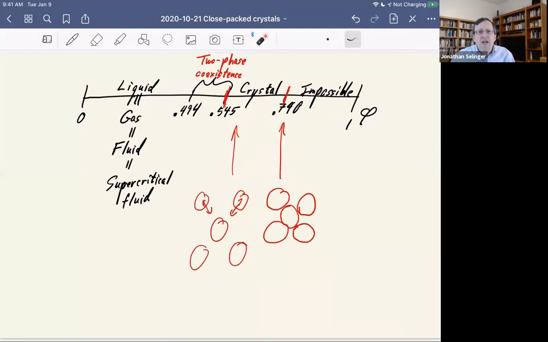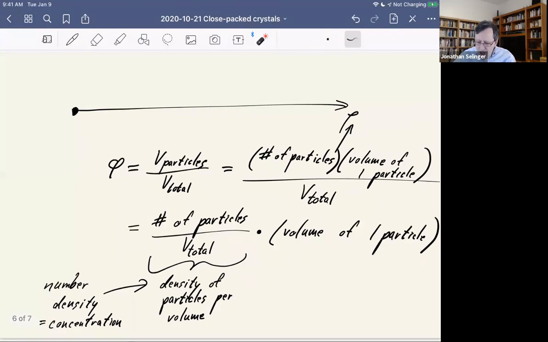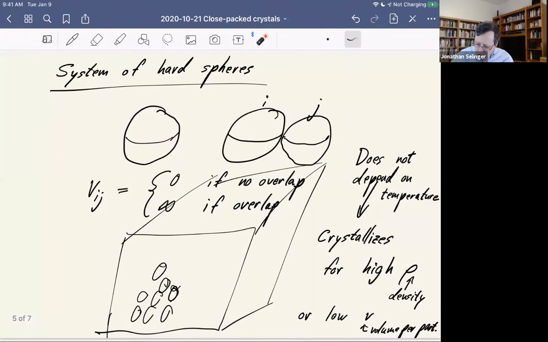Now, please. I just want to make sure I understand this diagram correctly. Is the reason why there's no temperature dependence here that the interaction between spheres is hard sphere interaction? Yes, exactly. So that the energy is either 0 or infinity, right? That's this assumption right there, okay?